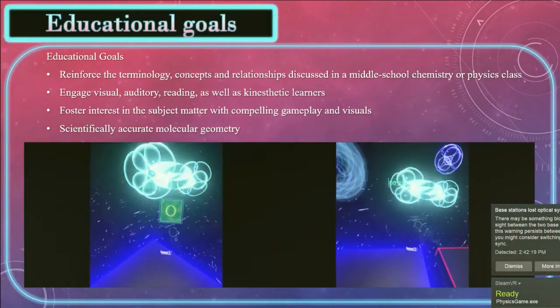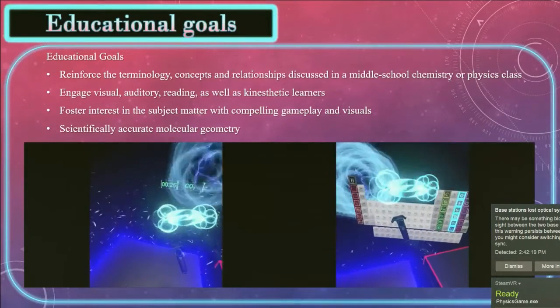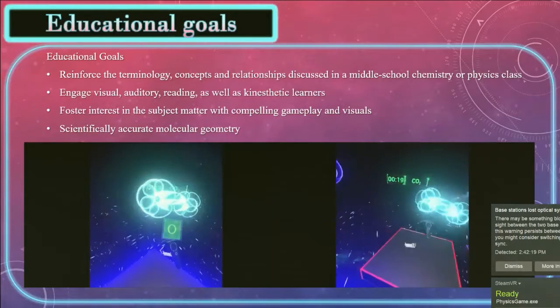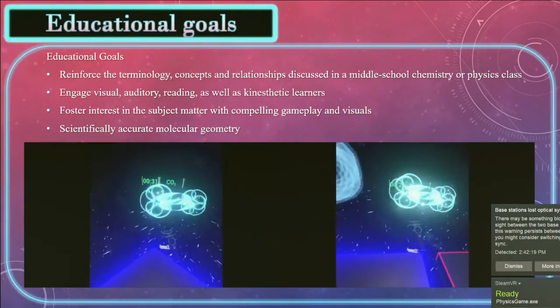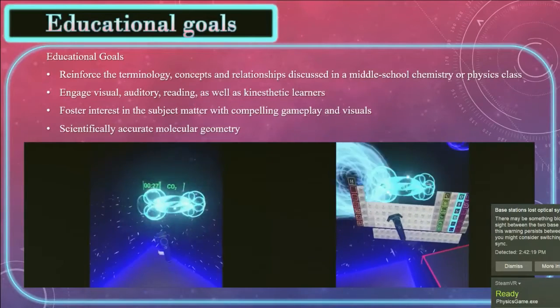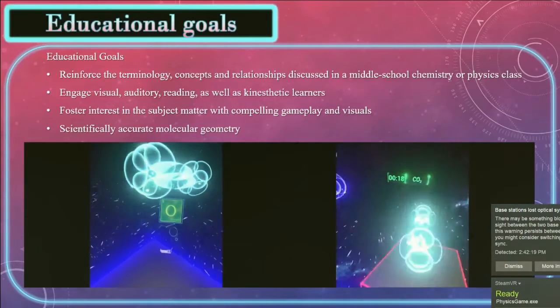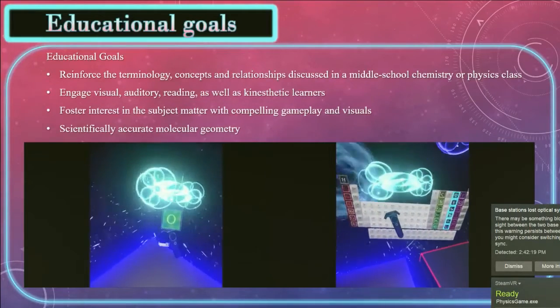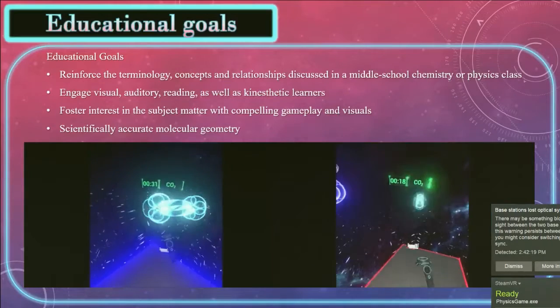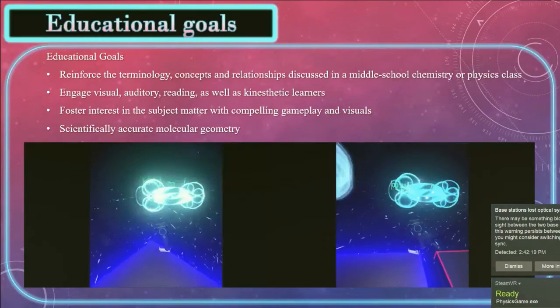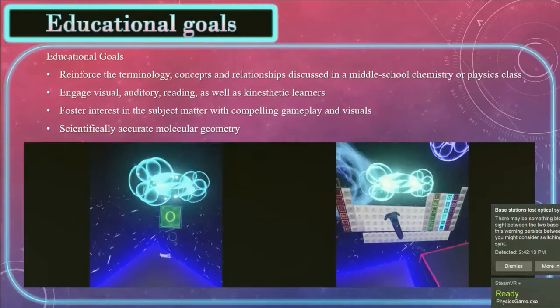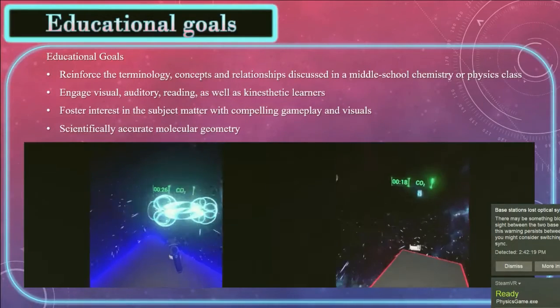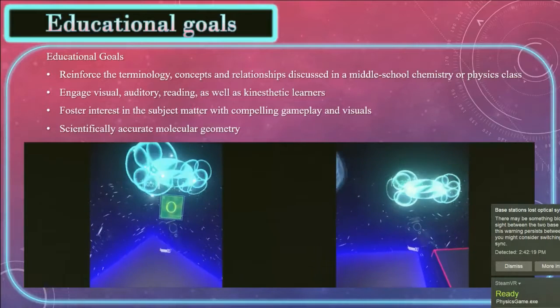So for our educational goals, as we said, we're really trying to just increase the students' or the players' familiarity with the terminology, relationships, and other concepts discussed in like a middle school chemistry or physics class. So in order to do that, we needed to engage the player in visual, auditory, tactile, and even reading mediums. And so at the bottom line, we're really just trying to foster an interest in the subject matter and provide a supplement to a traditional curriculum.